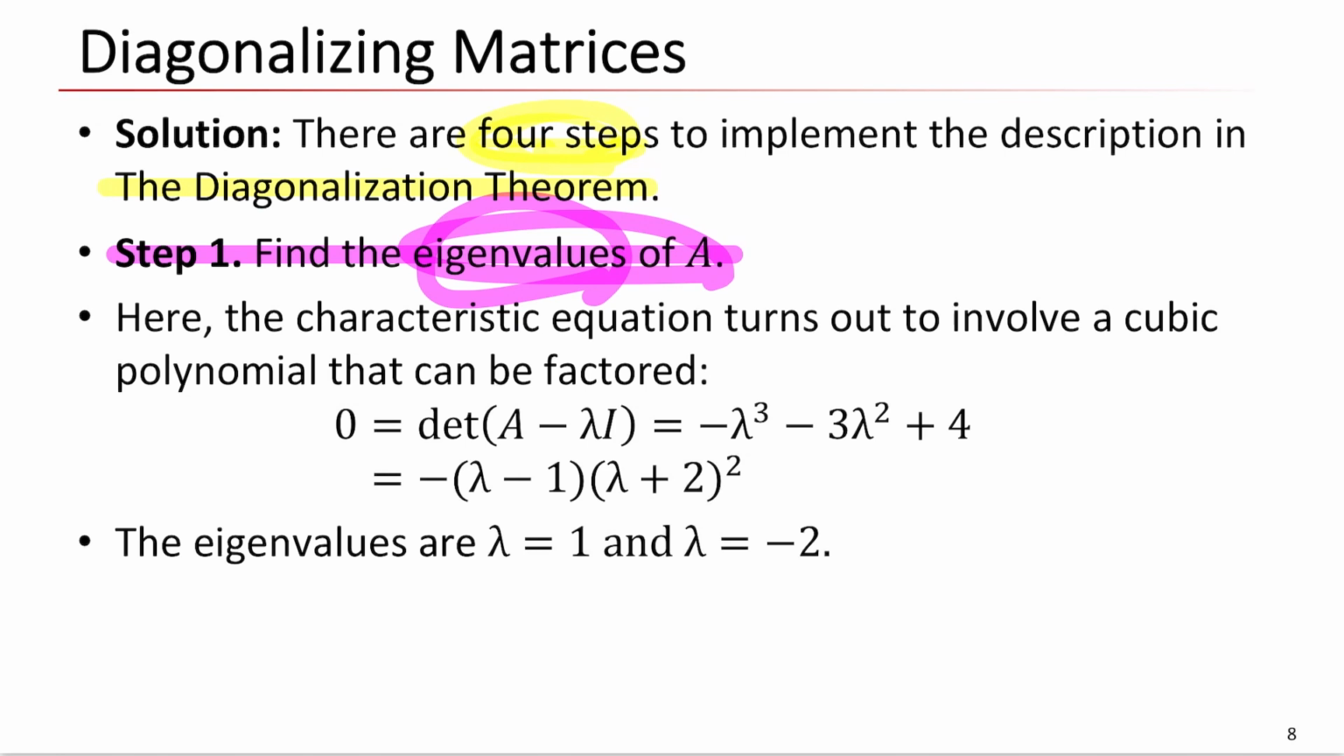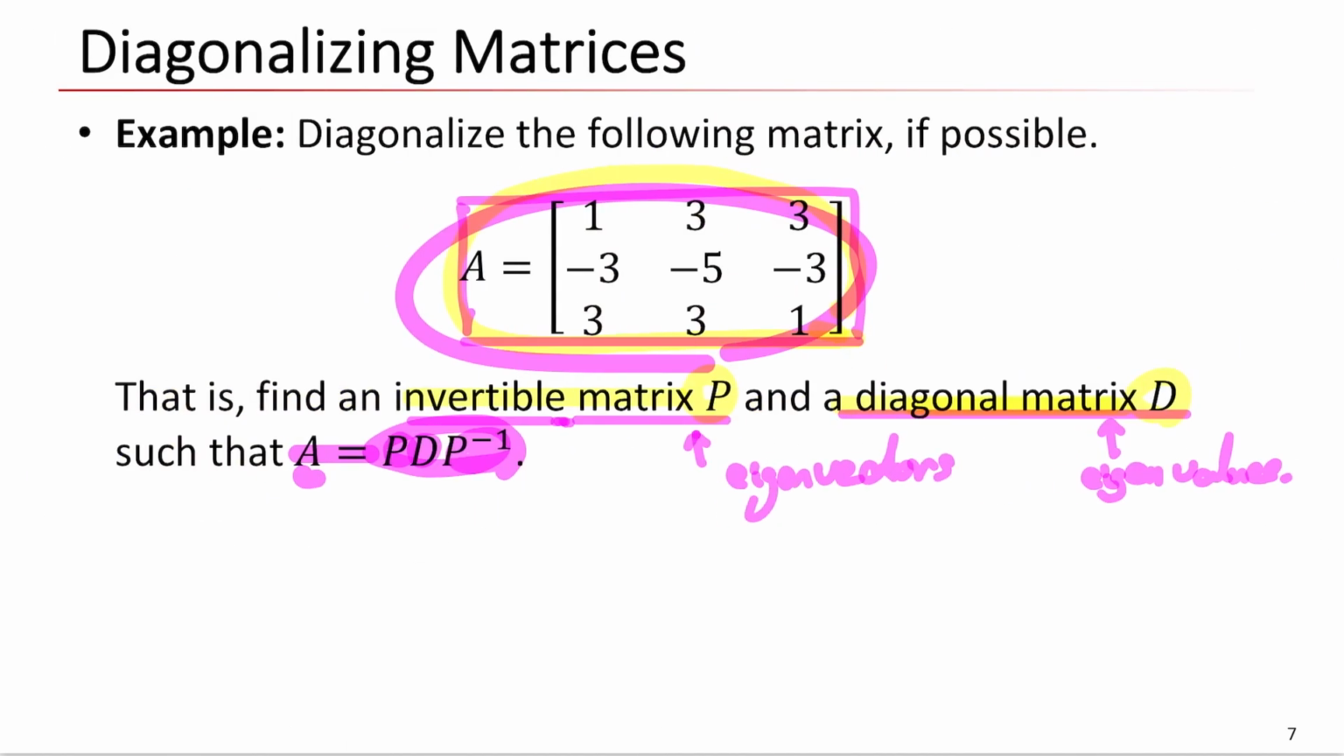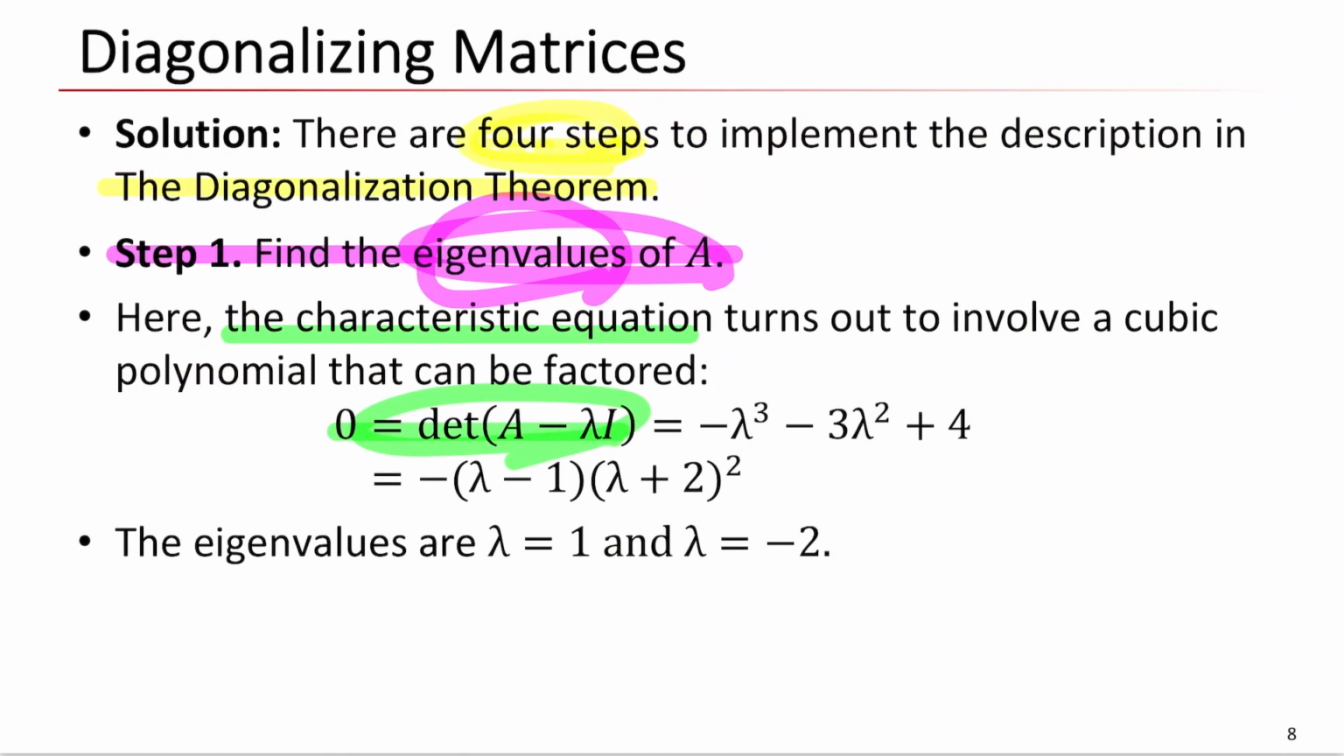First of all, how can I find the eigenvalues of the matrix A? We can use the characteristic equation. What was the characteristic equation? The determinant of A minus lambda I is equal to 0, right? Because this matrix is a 3 by 3, we already know that this is a cubic polynomial.